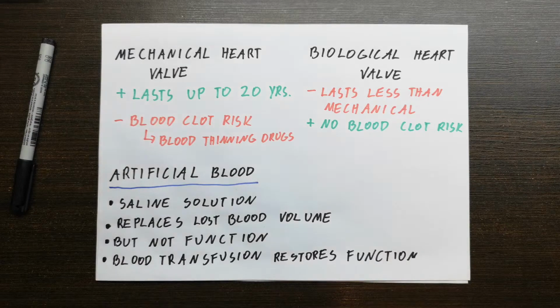So, when it comes to valves, we have an option of giving a person a mechanical heart valve made from ceramic, or we can give them a biological heart valve, which usually will come from an animal, usually a pig, to be honest. So, what are the advantages and disadvantages of those two treatments compared to each other? Well, let's start with the mechanical heart valve.